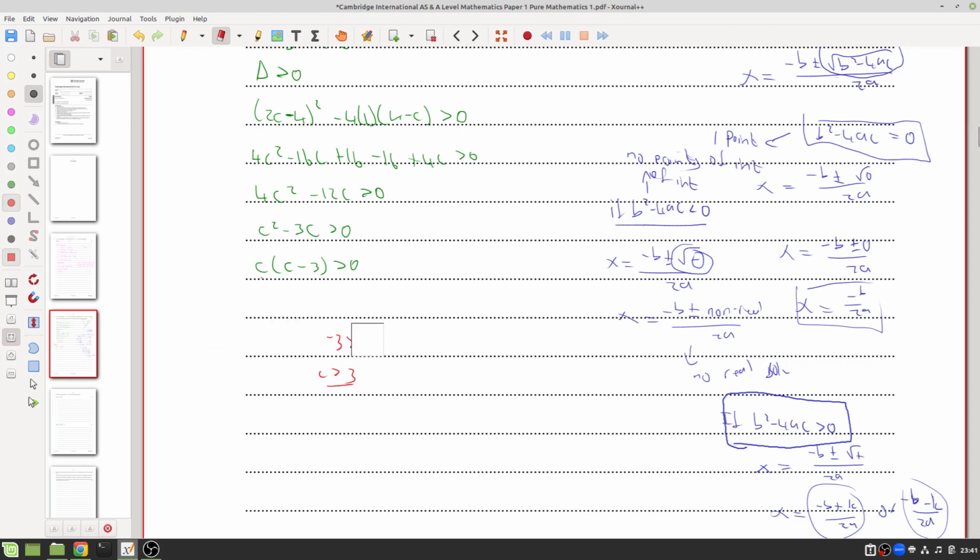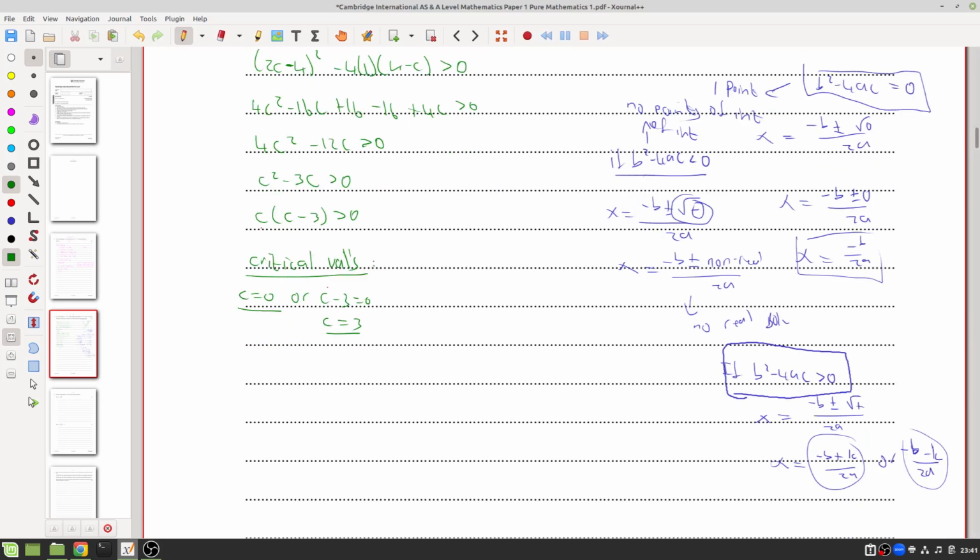But since it's not an equal sign, it's an inequality, what we want to do is find our critical values. So our critical values are the following. That's when you treat this as an equal sign. So it's either c equals 0 or c minus 3 equals 0, which gives us c equals 3. So those are critical values for c. But now we need to use that. So let's sketch our graph quickly. So this is a parabola, right? So let's sketch that parabola. We know these are our c intercepts, our solutions. So it's going to go through 0 and 3.